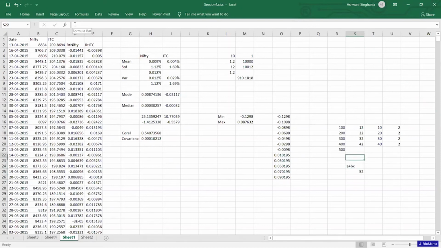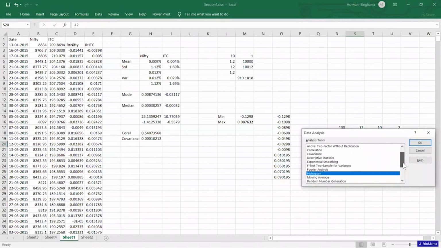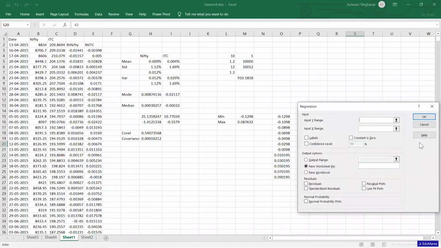Here it is very simple and very small data, so we can make this equation manually. But when there's a large set of data, we need a machine to do that, and that's what we are going to do right now. So again, going to data analysis, regression.